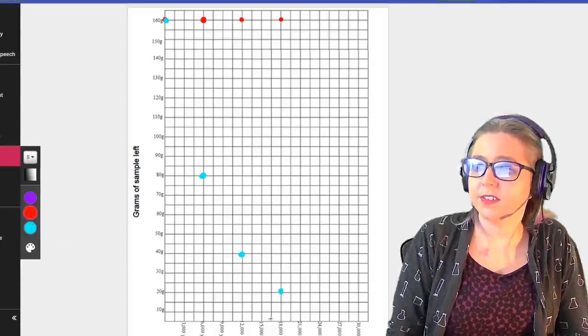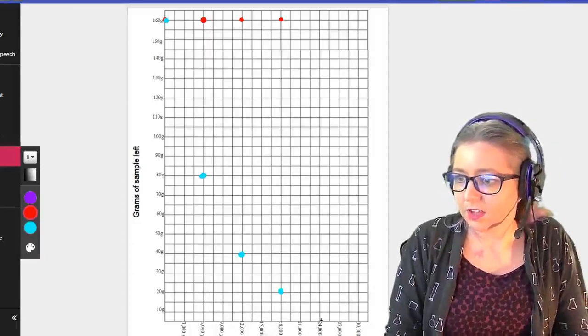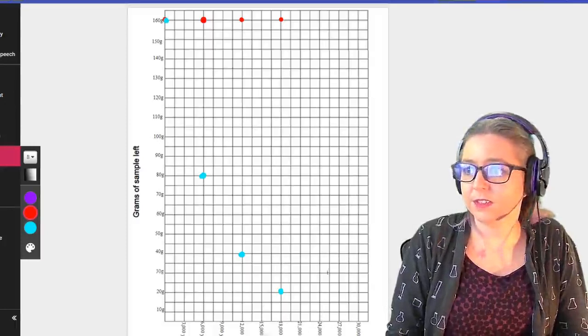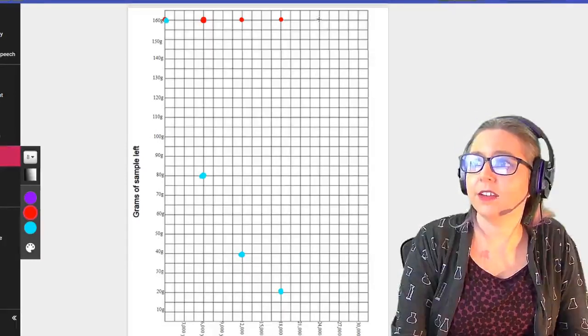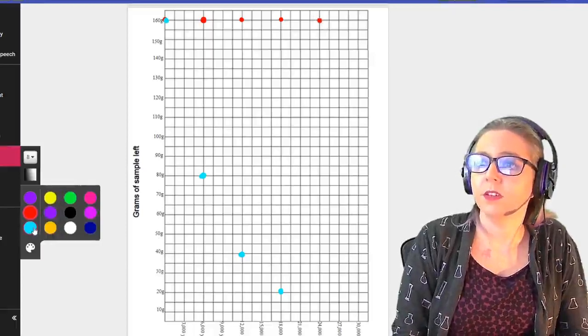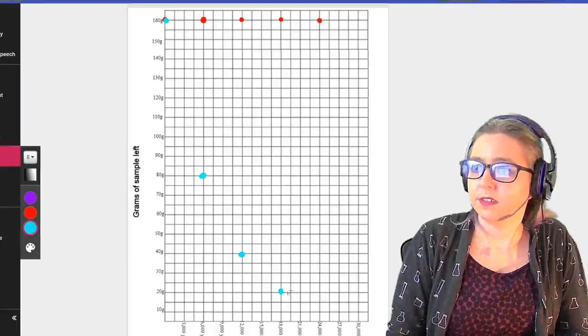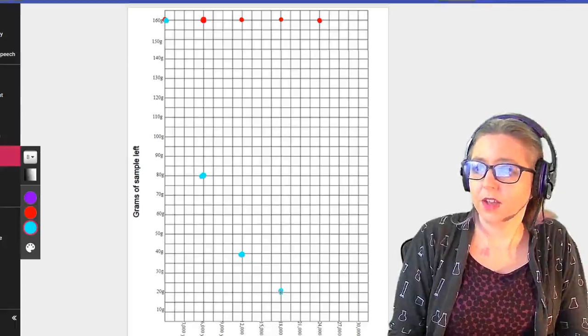Then another 6,000 years, so from 18 to 24,000 years since my sample has died. I still have 160 grams of carbon-12 in my bone sample. But at 18,000 years after my sample died, I had 20 grams of carbon-14. So now I'm going to cut that in half to 10 grams.